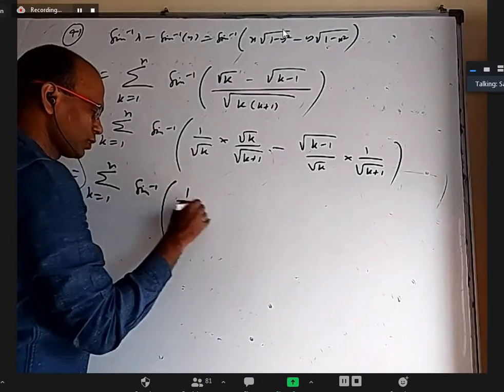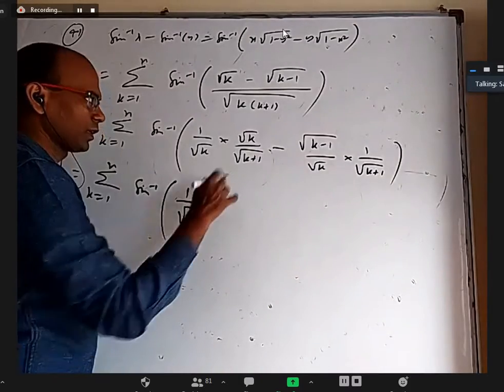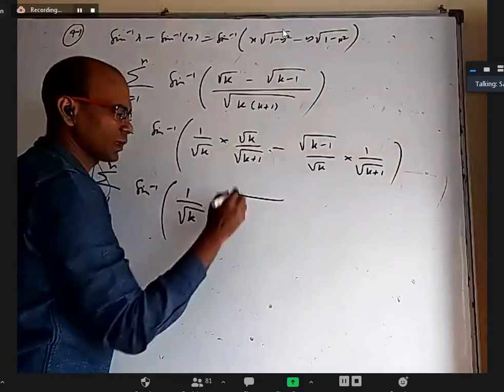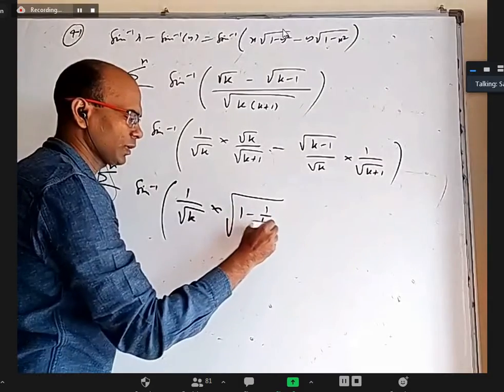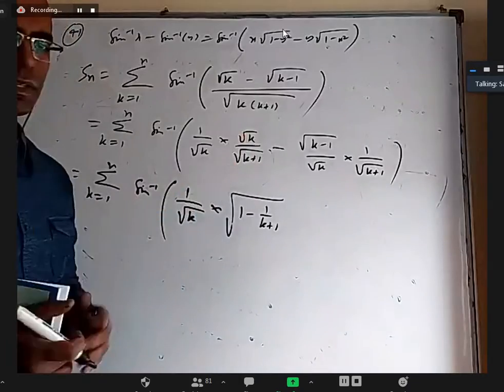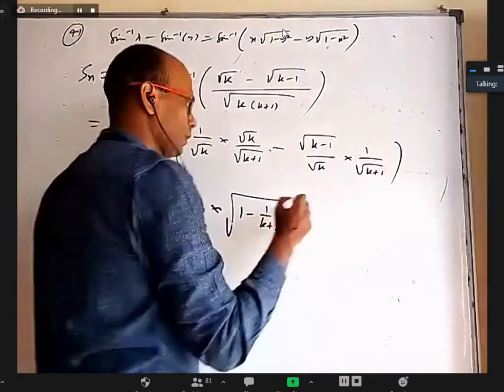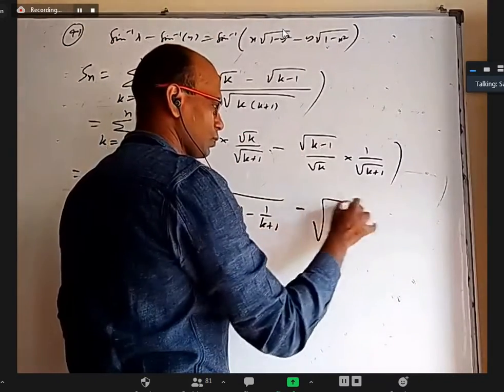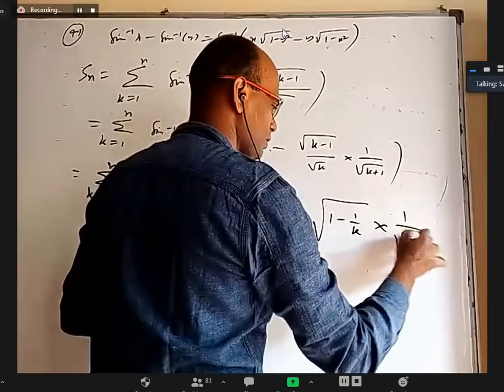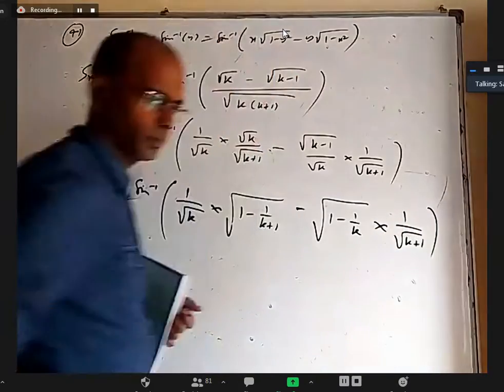This 1 by root k, I'll keep it as it is. This one inside the root, when I take this by this, I can add 1 and subtract 1 and write 1 minus 1 by k plus 1. If you simplify 1 minus 1 by k plus 1, you'll get k by k plus 1 only. If I take this by this inside the root, which is 1 minus 1 by k, and this is 1 by root k plus 1.